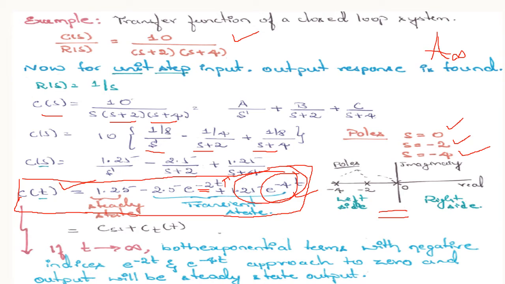Now when I compare these two terms, which one will die out faster? E power minus 4t will die out faster compared to e power minus 2t. That means if I have a pole placed further towards the left side, then it is more stable compared to e power minus 2t.